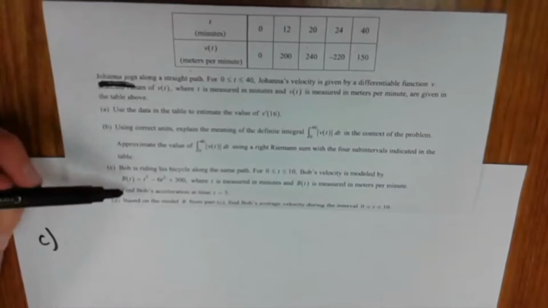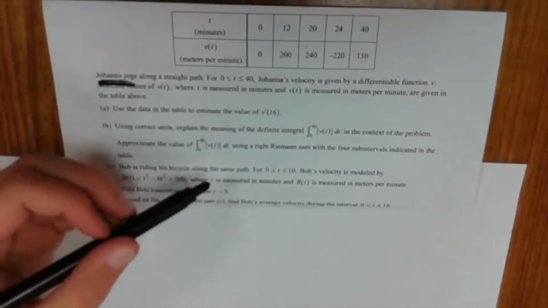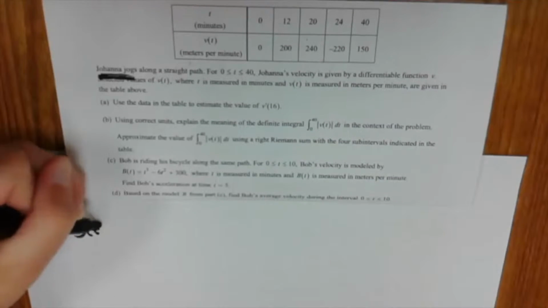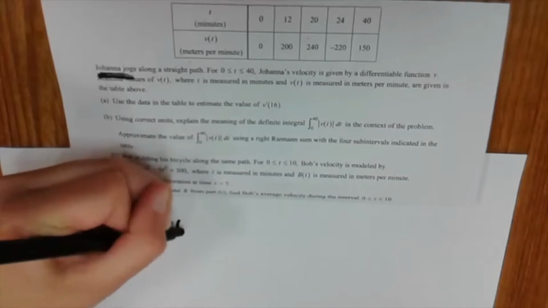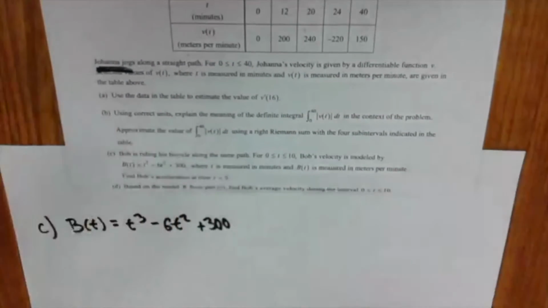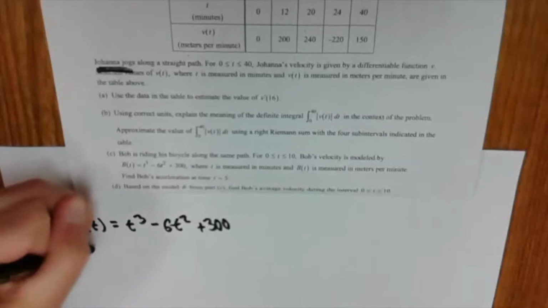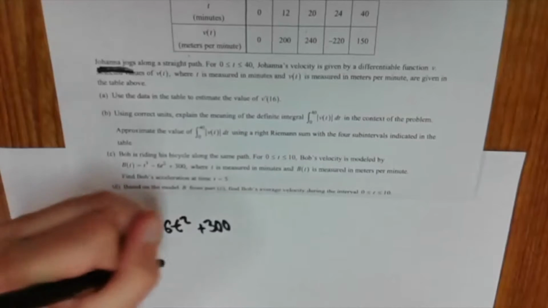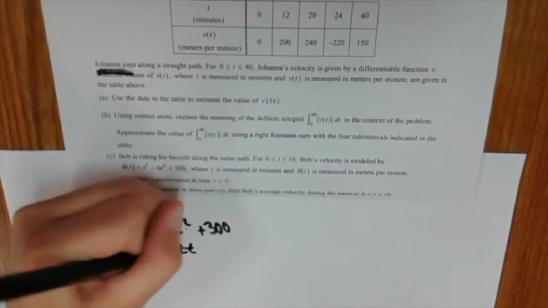And so we know from here that since it's in meters per minute, that is our velocity. And to find the acceleration, we just have to find the derivative of the velocity. So B of t equals t cubed minus 6t squared plus 300. Now we're going to find the derivative of that. B prime of t equals 3t squared minus 12t, and the constant 300 just cancels out to 0.